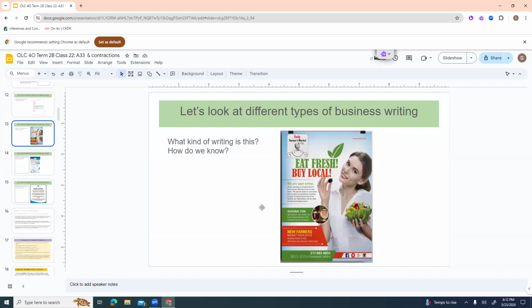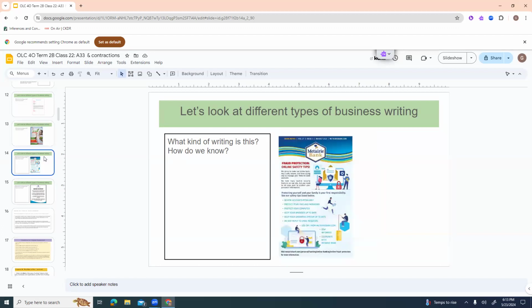Okay, what kind of writing is this and how do we know? Talks about eat fresh, buy local, indie farmers markets, seasonal items, new farmers. To me, this seems like an ad. There's a pretty girl selling produce, and it's telling you the address, how to get there, how to call. They're trying to persuade you to buy their vegetables, basically.